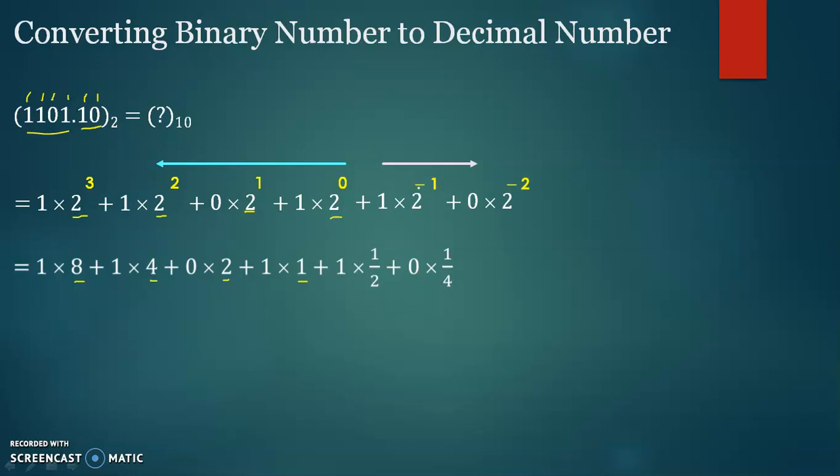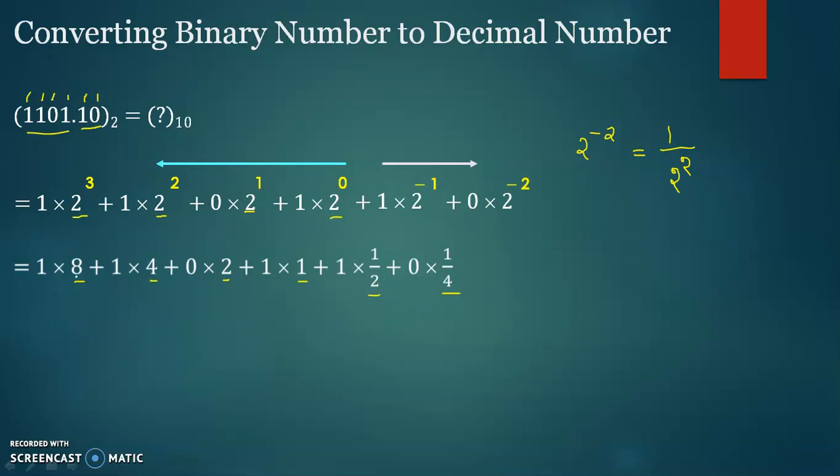Now 2 to the power minus 1 leads us to half. And then there is 2 to the power minus 2. When we write 2 to the power minus 2, that means it is equal to 1 by 2 square. So that means 1/4. So this portion is also solved.